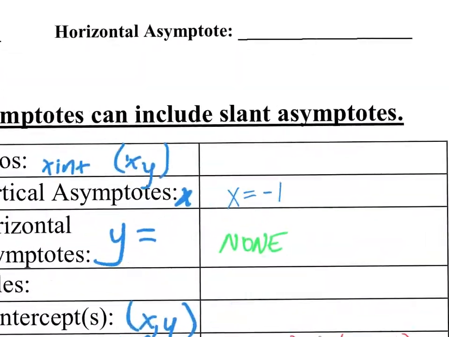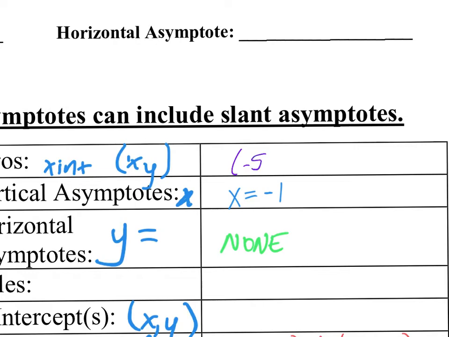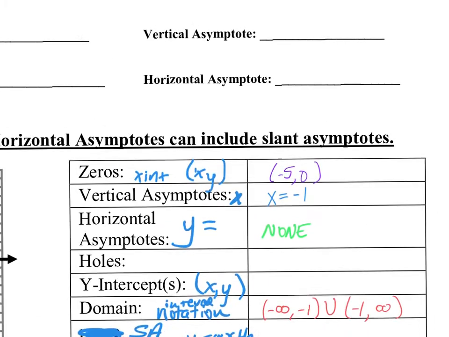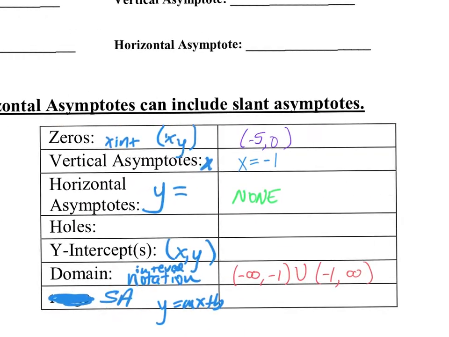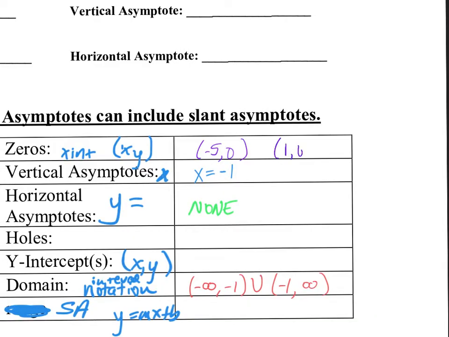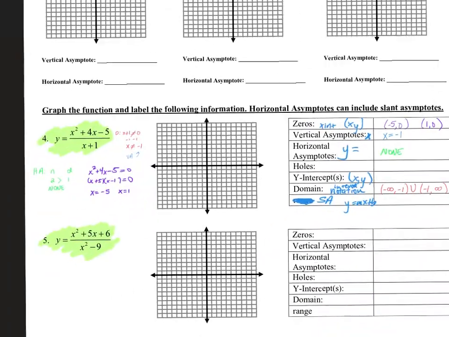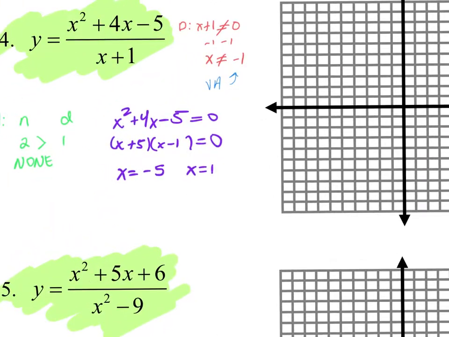So I would write that as negative 5 comma 0. It was negative 5 and positive 1, right? And 1 comma 0. Everybody okay? Okay so far. Good.